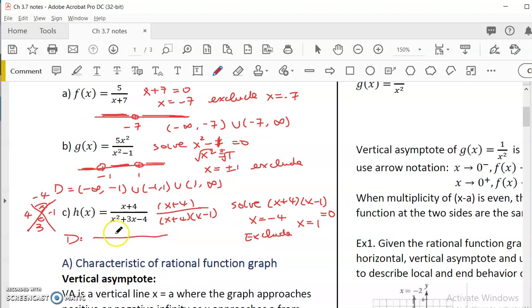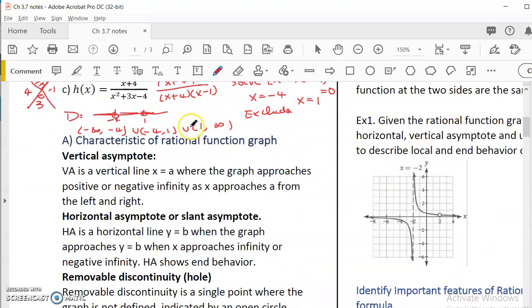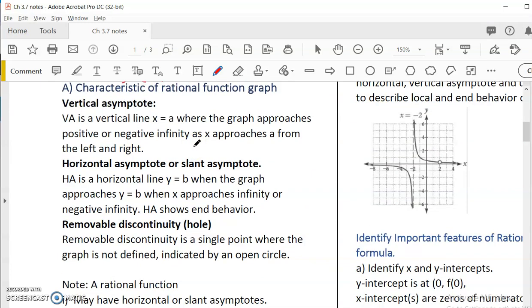So you would say, okay, negative 4 is being excluded, 1 is being excluded, all the others are included. Right? So the domain would be negative infinity to negative 4, union negative 4 to 1, union 1 to infinity. So that is the domain part. Okay, even if you have a factor and you don't cancel it.